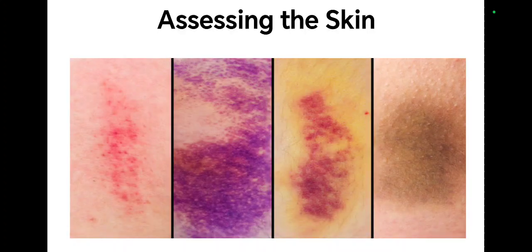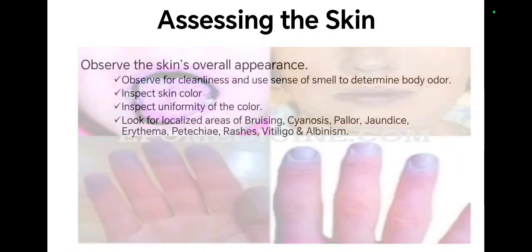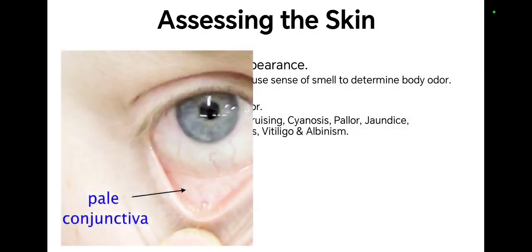albinism. So this is actually the stages of bruising. It starts as red patches, and then it becomes purple, and lastly the edges become yellow, and then dark brown. Okay, so actually this is a type of cyanosis. Okay, so this is a pallor.